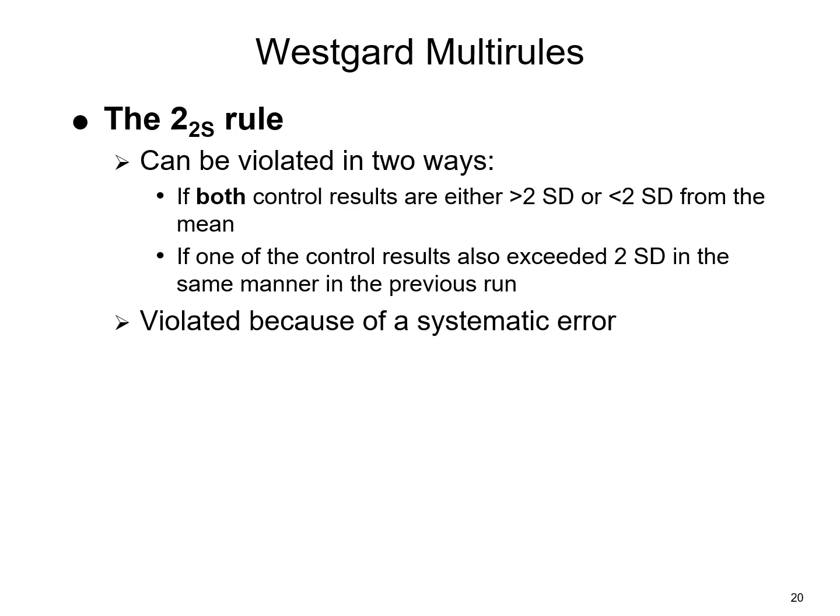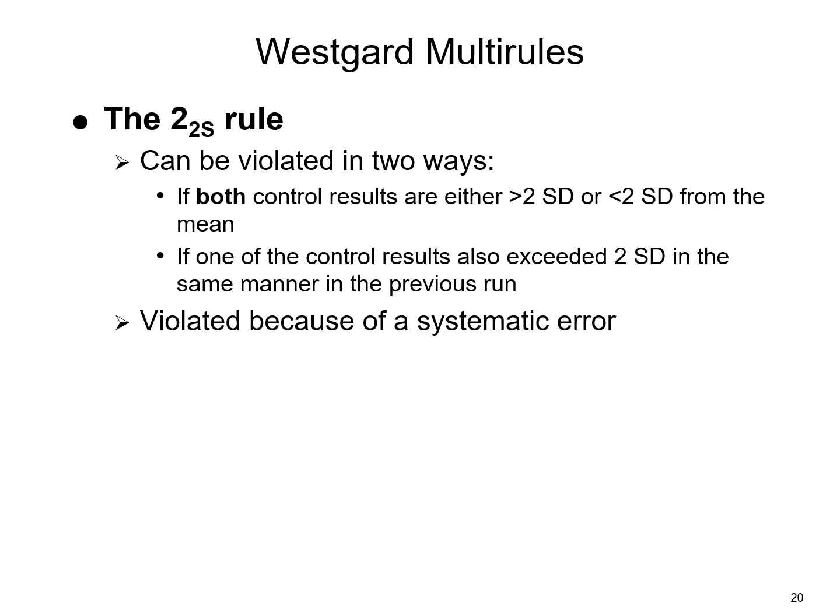The 2-2S rule just means that you have 2 data points, 2 control values that are outside of 2 standard deviations. So this could be violated 2 ways. Either one control result exceeds 2 standard deviations in the same manner as the previous run.